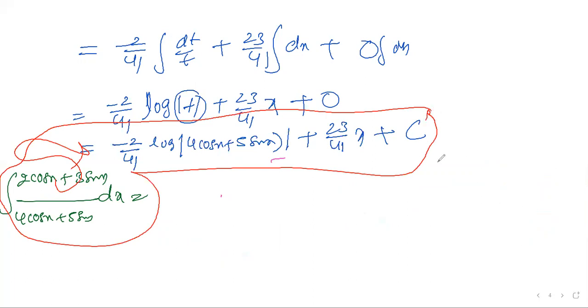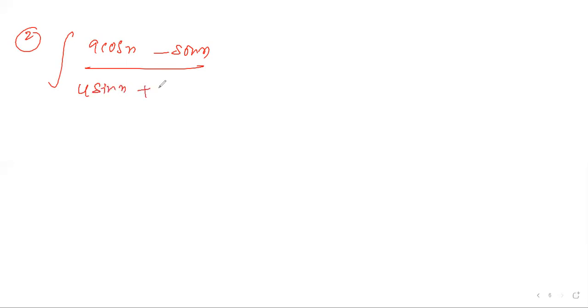It's clear. Let's take one more question, you try to work on that. Okay, next, question number two does not require this method, I think. I'll take question number two and finish here only. Later, this question is very simple. Question number two: the integration of (9 cos x minus sin x) by (4 sin x plus 5 cos x) dx.